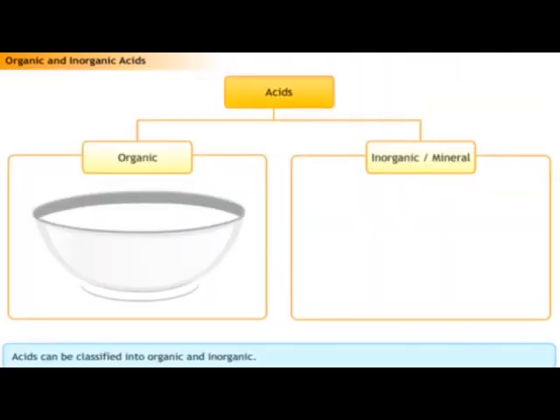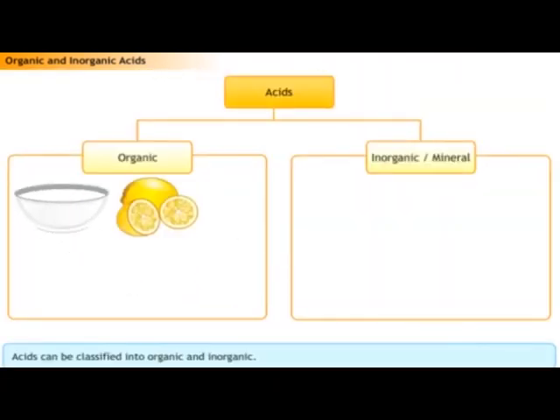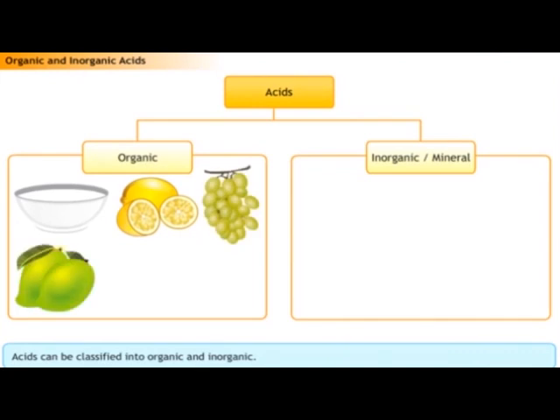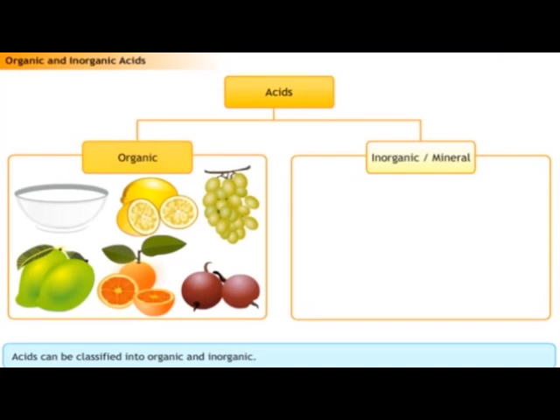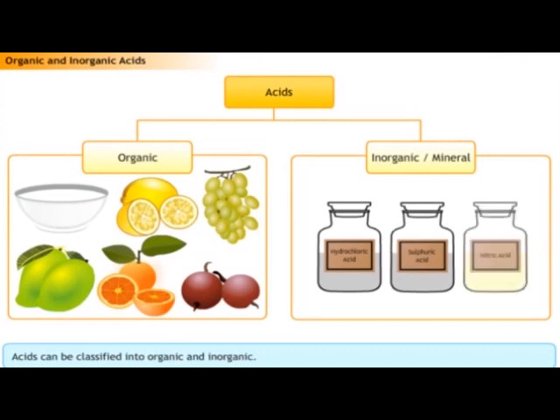Acids obtained from food like curd, lemons, grapes, raw mango, citrus fruits and gooseberry are called organic acids. Hydrochloric acid, sulfuric acid and nitric acid are called inorganic or mineral acids.